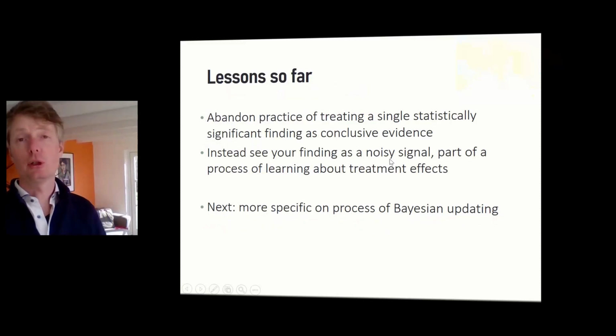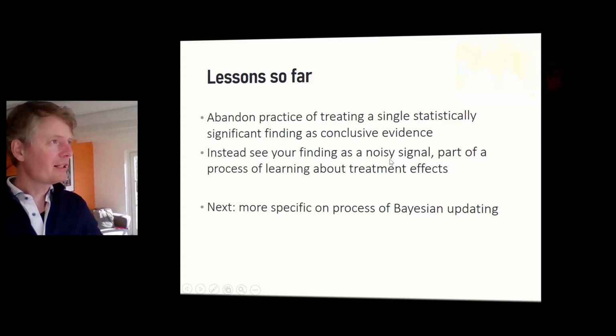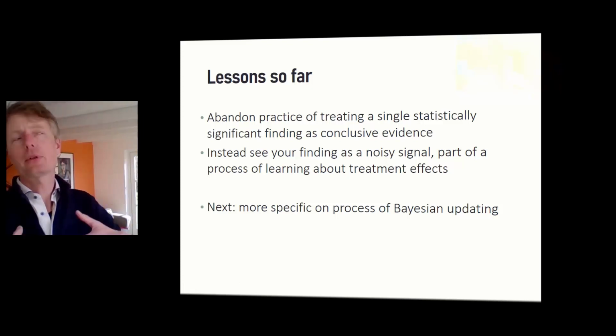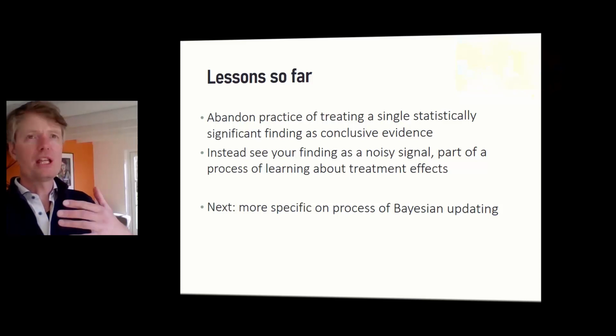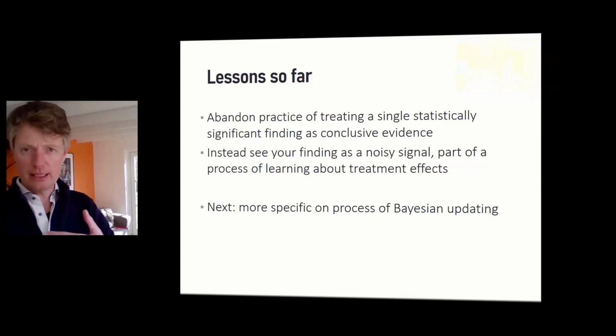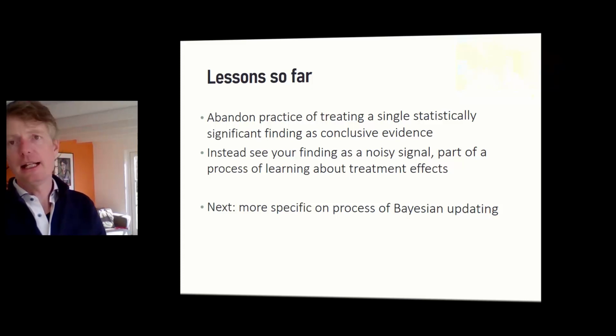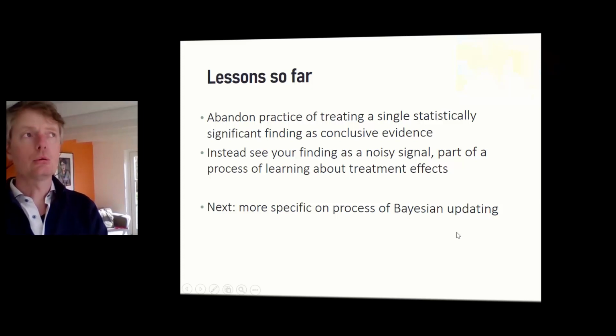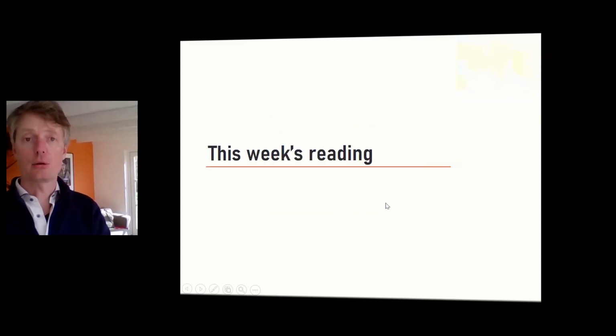So what did we learn so far? We should abandon the practice of using a single study as conclusive evidence. And we should see it as a noisy signal, not perfectly accurate, on the basis of which we are going to update our beliefs about the effect of a treatment. And in a later clip, I will show you how this process of Bayesian updating can actually be applied to your own empirical work.